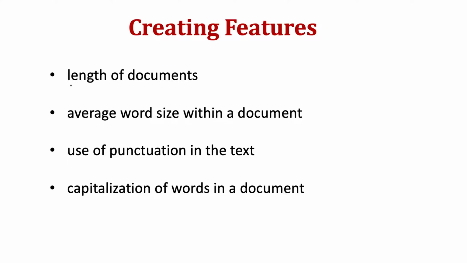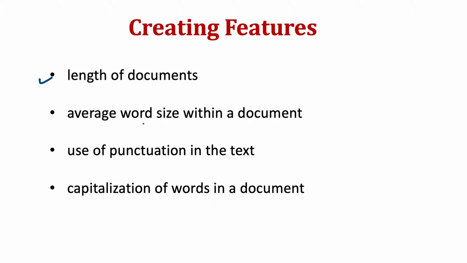So for creating new features, one important factor that may be helpful in classifying a text message as spam or ham may be the length of documents. It may be possible that the longer text messages are more likely to be spam than smaller text messages. So it can be one such feature. These are not directly given by the data to us. We are using our knowledge.